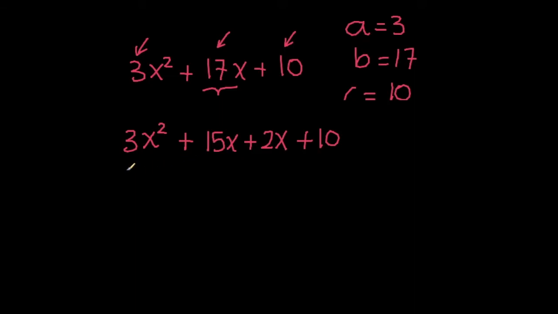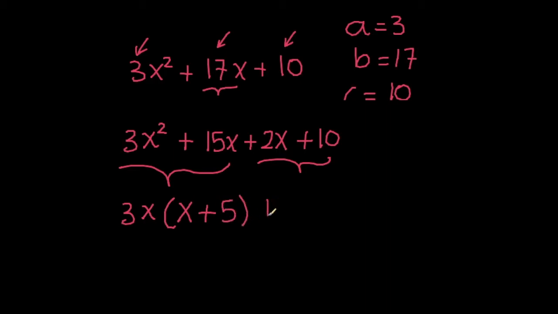Okay, so now we're going to factorize by grouping. So I'm going to group those two terms together and those two terms together. And I'm going to factorize each group separately. Okay, so here I can pull out a 3x because they both have 3x in them. Okay, now 3x times what gives me 3x squared? Just x. Now we have positive. 3x times what gives me 15x? Just 5.